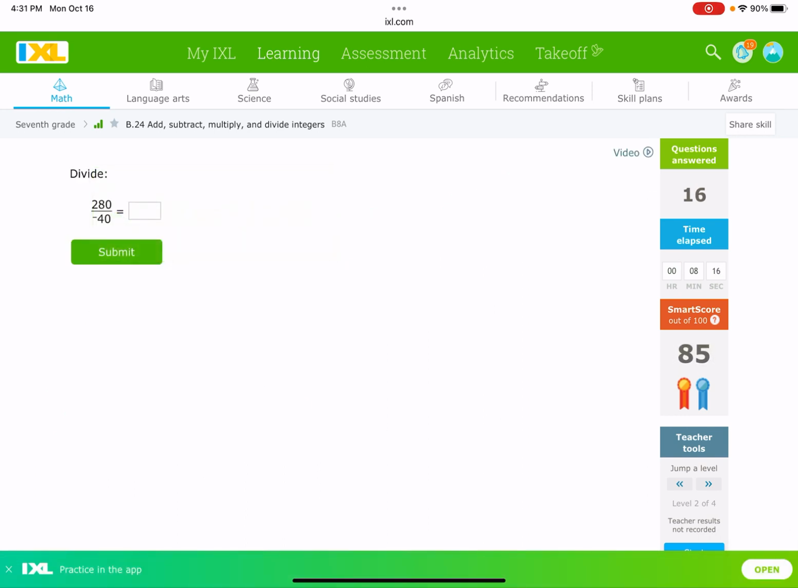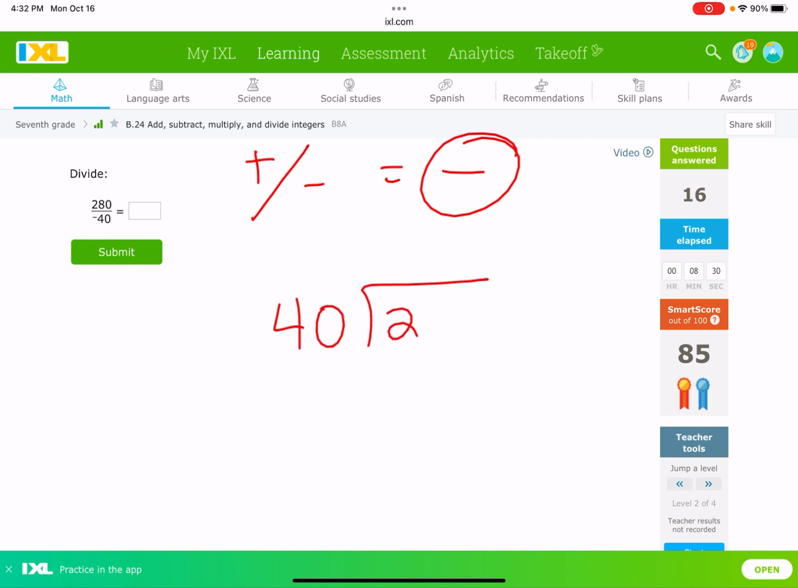Now I have positive 280 divided by negative 40. Whenever I have a positive divided by a negative, my answer is going to be negative. So I'm going to finish up with my answer being negative. So I'm going to figure out how many times 40 goes into 280. I know 4 goes into 28 7 times. So 40 times 7 is 280. So my correct answer is 7, but remember it's negative, so it'd be negative 7.